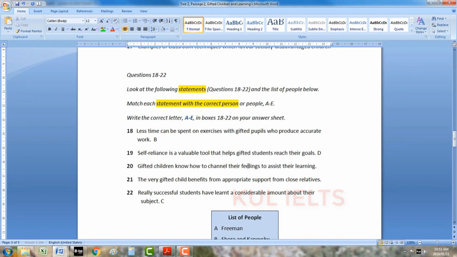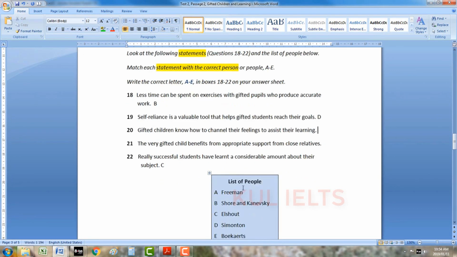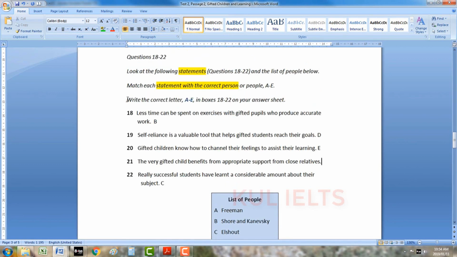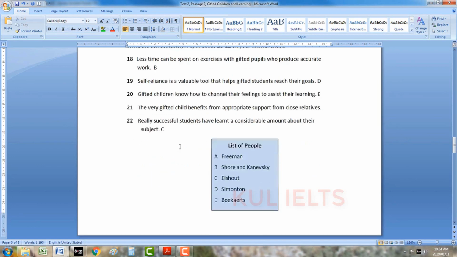So that one was quite straightforward, and that one was Boekert's E. And that means 1, 2, 3, 4, 5. This must be very important to notice. They did not say NB, you can use any letter more than once. That means we only use it once. That means this one must be A, but we can just check.